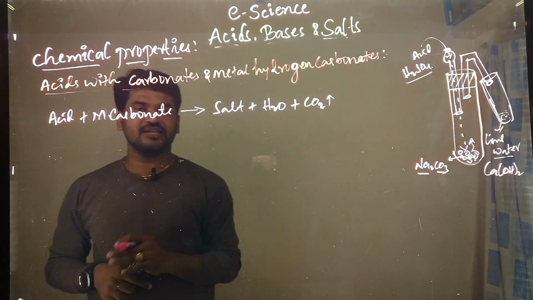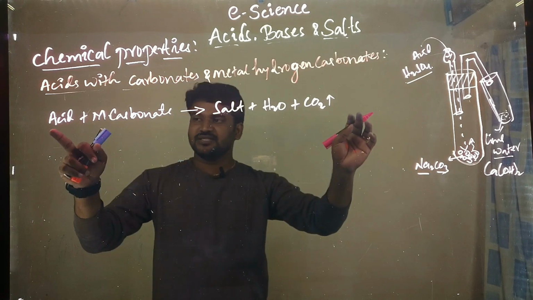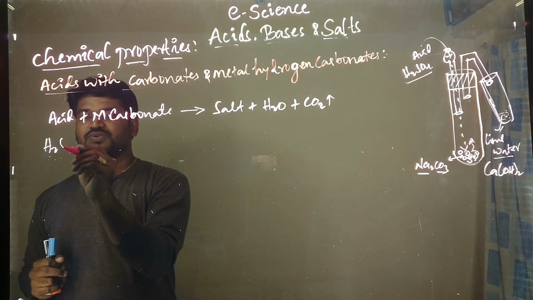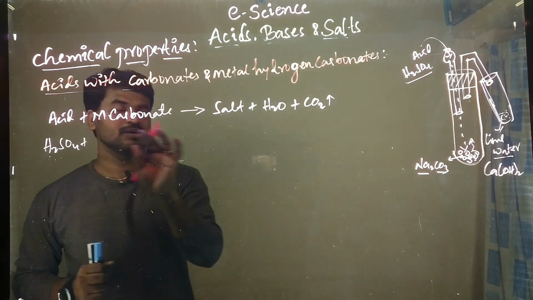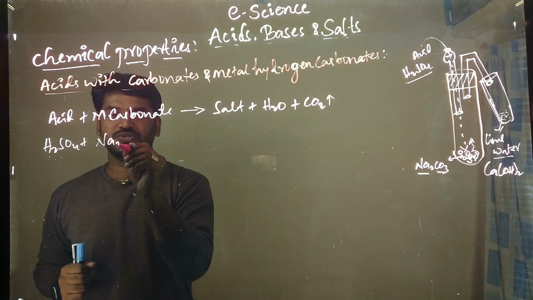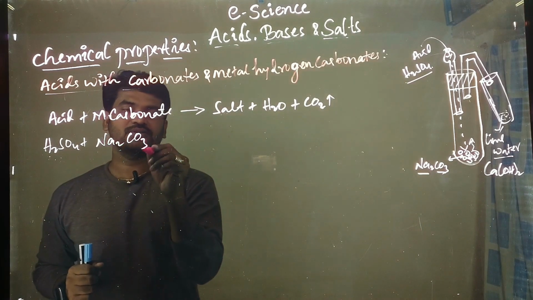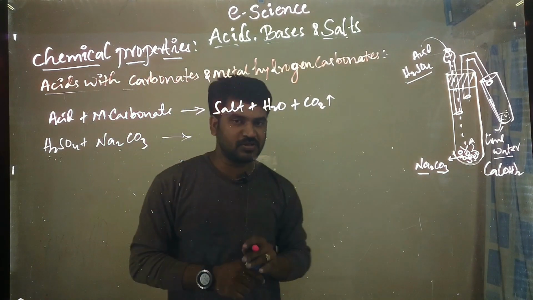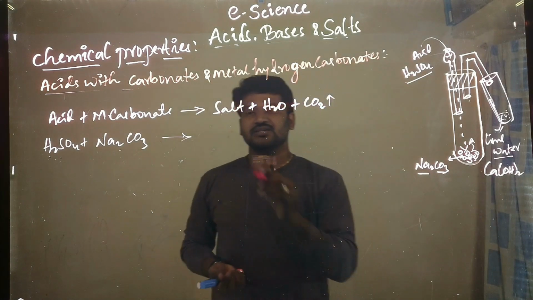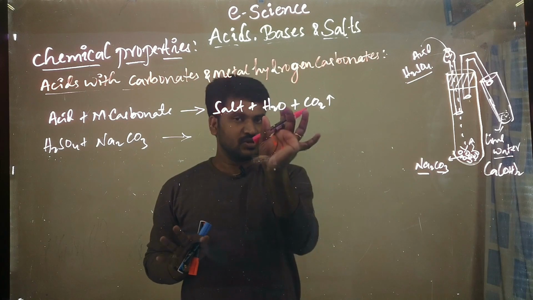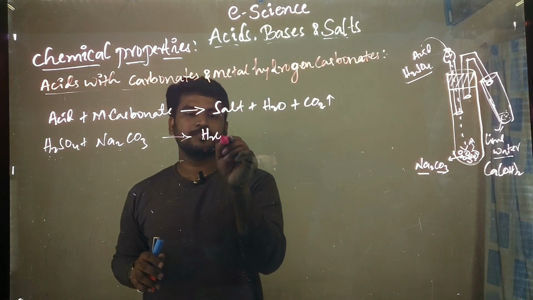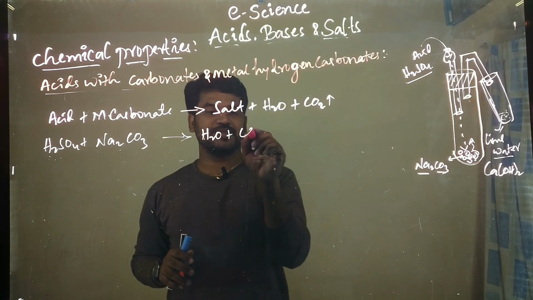Okay, so let us write the reaction. Acid is there, no? Which acid we have taken? Sulfuric acid, H2SO4 plus metal carbonate. Which metal carbonate? Na2CO3. What is happening over there we don't know, but we know what? Salt, water, carbon dioxide, right? We don't know the salt, no? Water we know, right? So write water as it is and write carbon dioxide as it is.